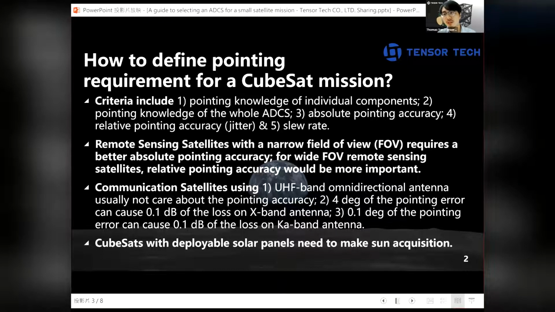But for most CubeSat missions, people may use an S-band antenna or X-band antenna, so usually you maybe don't need a pointing accuracy better than 1 degree or 0.1 degree. And if your CubeSat has something like a deployable antenna, you should check whether the ADCS is able to provide a maneuver to let the solar panels capture the sun.